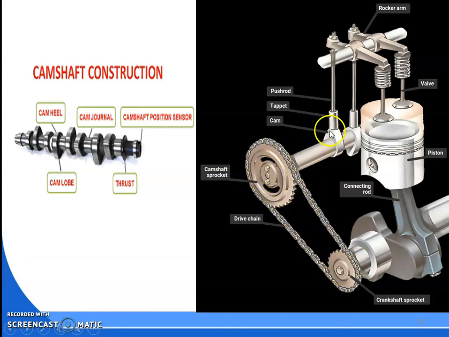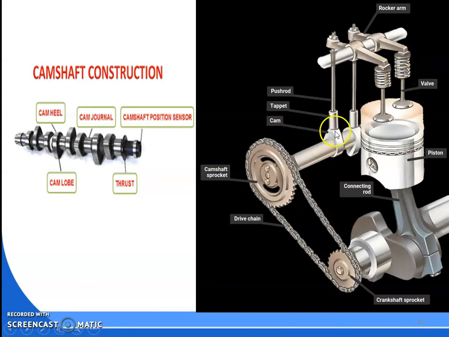Okay, the camshaft has some cam lobes. So see, this is a cam lobe. When it comes to the upper portion, or this portion, this is the cam heel, and this peak type is the cam lobe. See, one valve is on the cam lobe and the other valve is on the cam heel. So on the cam heel, the valve is closed.